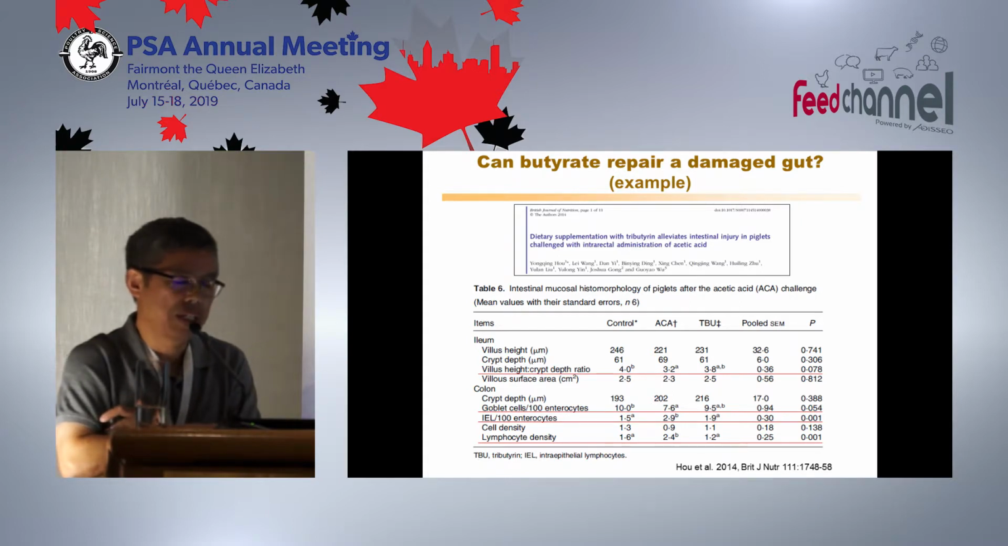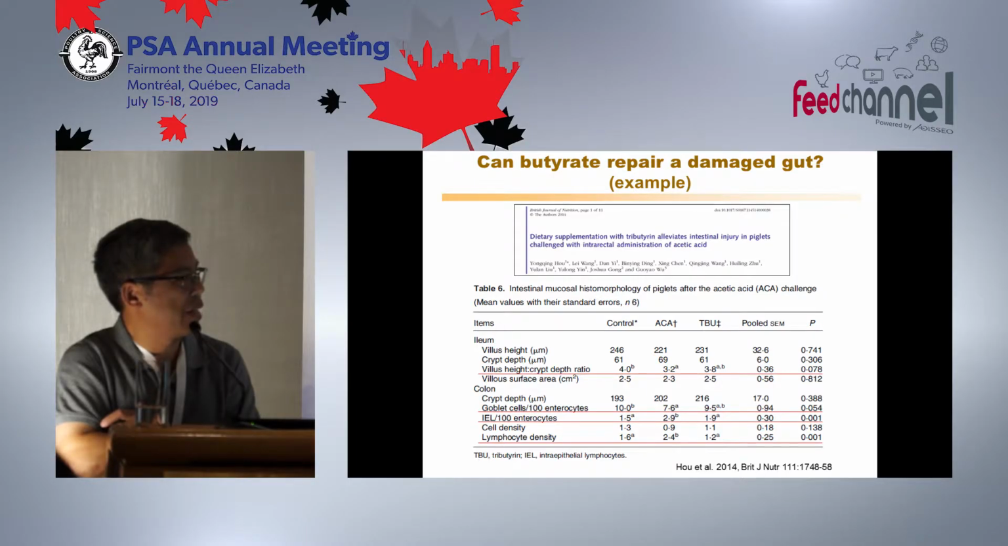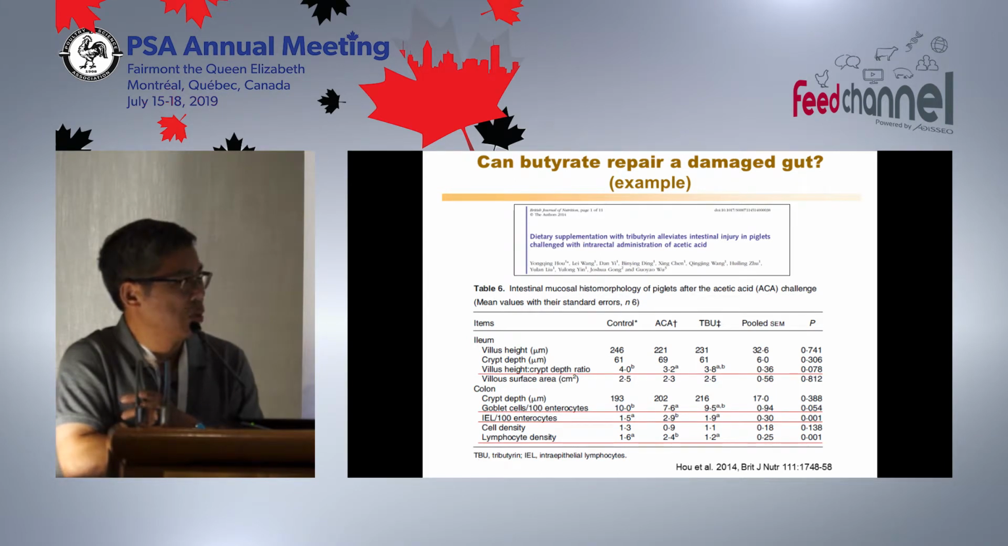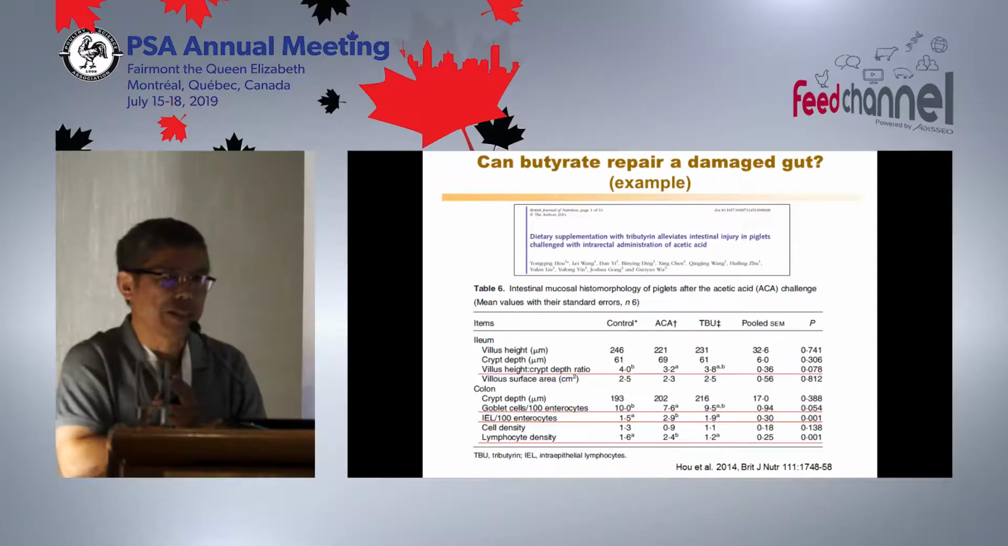So as you can see from this slide, this is the control group, this is the acetic acid challenged piglets, and this is the butyrate treated group. Look at the villi heights and the crypt depths, and also the goblet cells, intraepithelial lymphocyte cells, and lymphocyte density. You can see in acetic acid challenged piglets, those parameters are either up or down significantly. When the pigs were treated with butyrate, all the parameters almost went back to the control group. That means the administration of butyrate can reverse the gut damage and alleviate the gut injury.